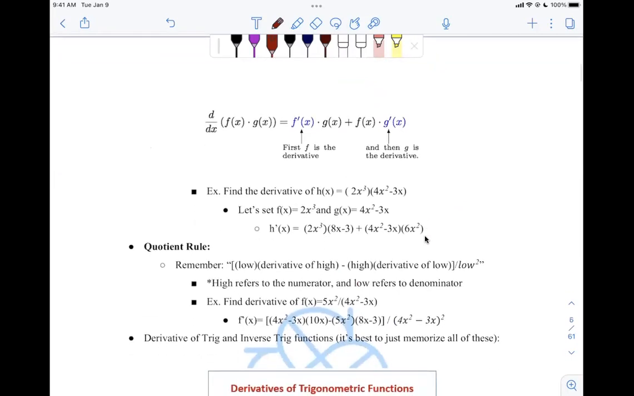We have the product rule for derivatives, so d/dx of f of x times g of x is f prime of x times g of x plus f of x times g prime of x. So you differentiate the first guy and multiply by the second guy. Then you differentiate the second guy and multiply by the first guy, and then you add those two.